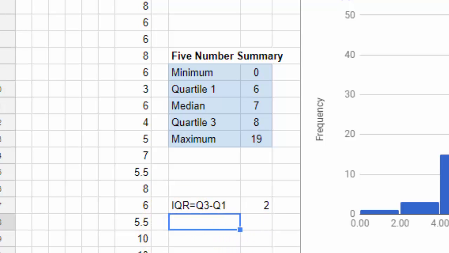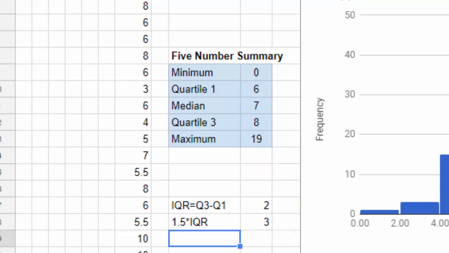Then you need to take 1.5 times that. So 1.5 times the IQR. Why 1.5? I don't know. This is a method that statisticians came up with, and 1.5 was the multiplier that they chose to use. So 1.5 times whatever your IQR is, times 2. So that's going to be 3 for us.